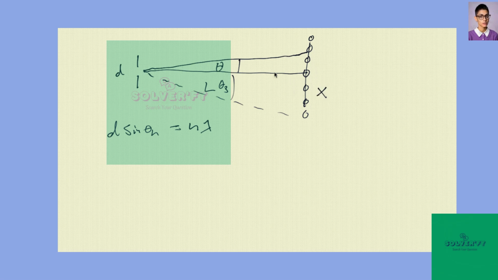Okay, and if we look at this triangle here, we have that x over L is tan of theta 3. So tan theta, I'm just going to call it theta. We're only dealing with theta 3 anyways. Just remember that n equals 3. So tan theta equals x over L. But if theta is small, then tan theta is approximately sine theta. So this is approximately sine theta.